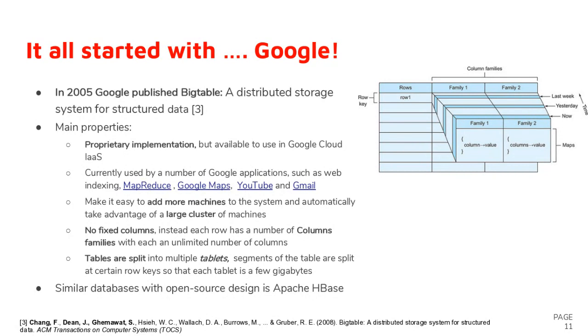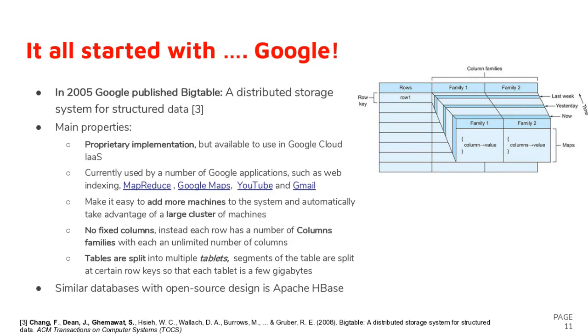So we don't know in detail how it's implemented. You can use it using the Google Cloud Infrastructure as a Service. It's currently used to support Google applications such as web indexing, MapReduce, Google Maps, YouTube, and Gmail. It makes it easy to add or also remove, in the case of machine failure, machines, and automatically take advantage of these large clusters of machines.